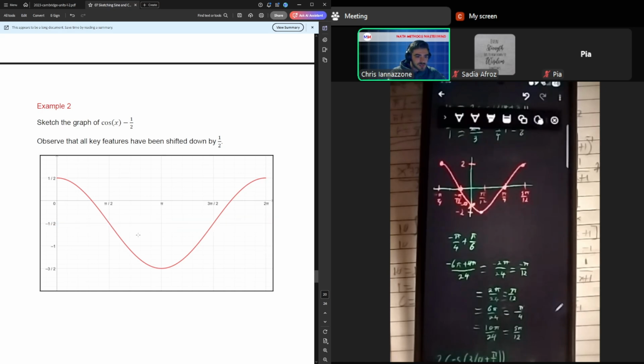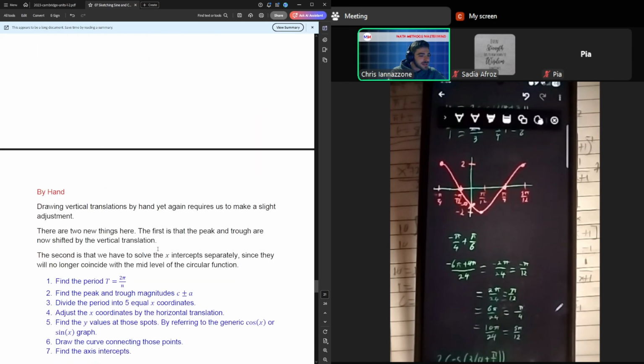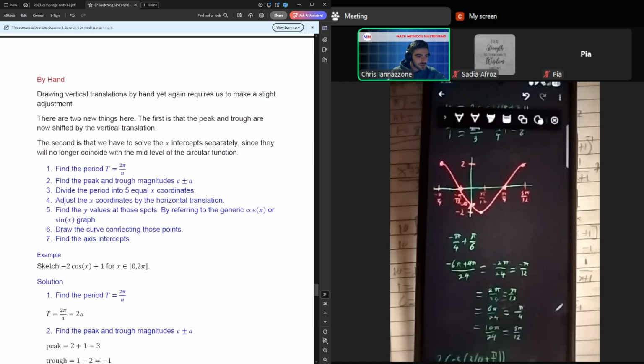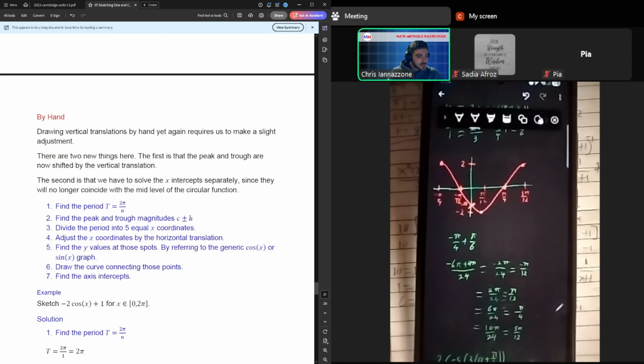One of the key things you find with vertical translations is that now it changes where the peaks and troughs are going to occur. So the first thing is now peaks and troughs are at C plus or minus A. C, because C is the vertical translation, it sets the middle, and then plus or minus A from that. Plus, minus. That's one of the things.